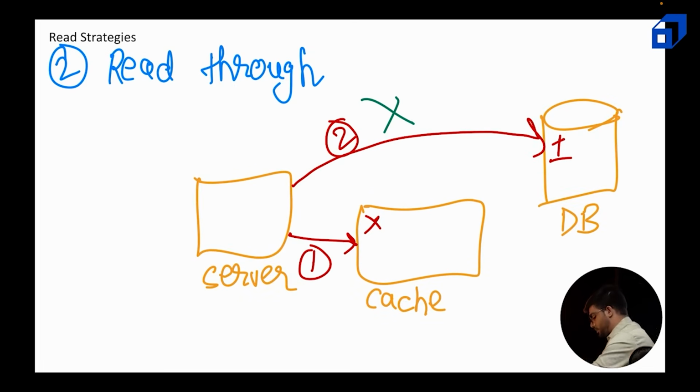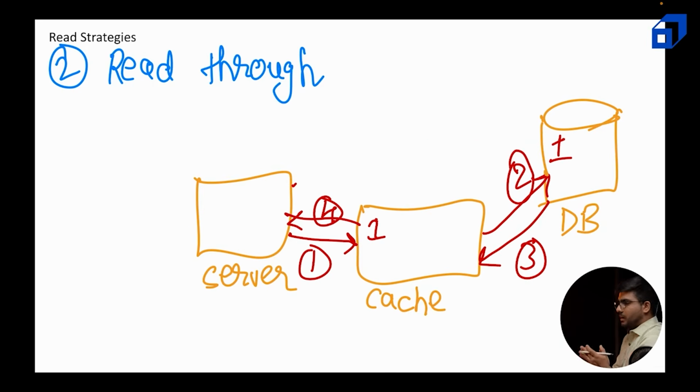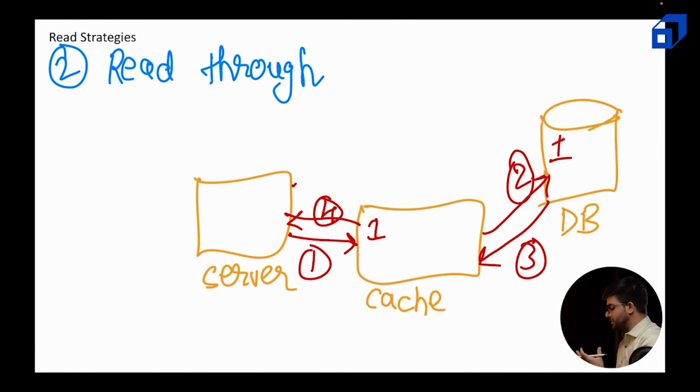Instead, the cache itself is going to ask the database, I want 1 from you, the server is asking from me. The database will return the information 1, which is the third hop. Now this missing information is also present in the cache, and in the fourth hop the same information is propagated to the server. Let me remove this part because this is part of the cache aside mechanism. If you notice, this also has 4 hops, and the previous one, cache aside, also had 4 hops.